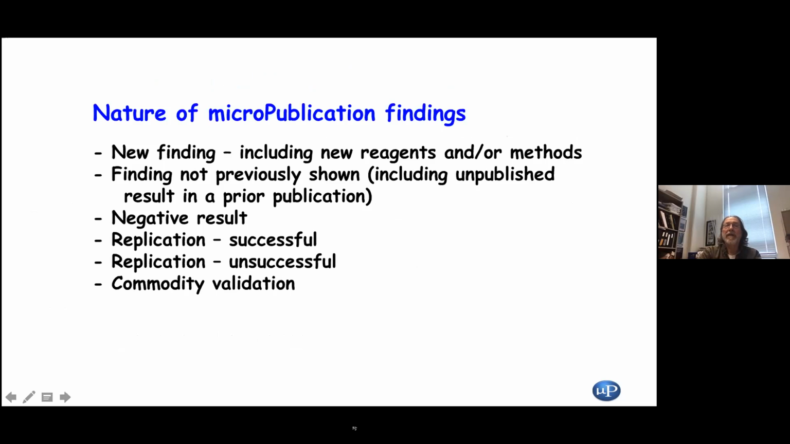Okay, so the categories of micropublications are new findings. This also includes new reagents or new methods. Findings that were not previously shown, and this would include, in other publications, things that are indicated as unpublished results, for example. We also publish negative results.